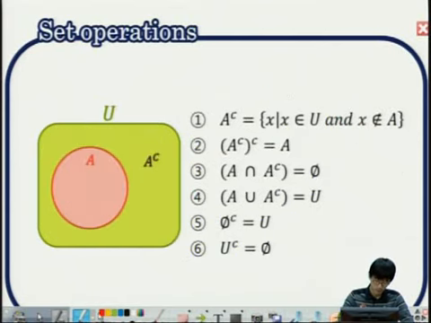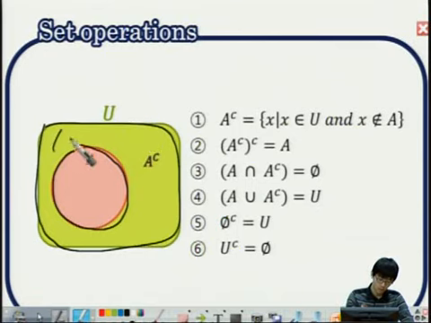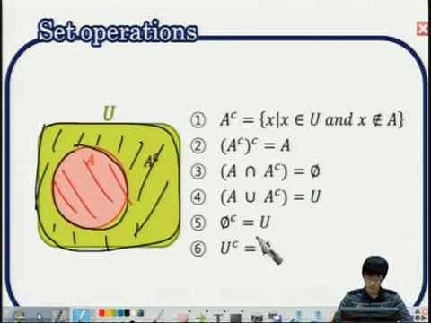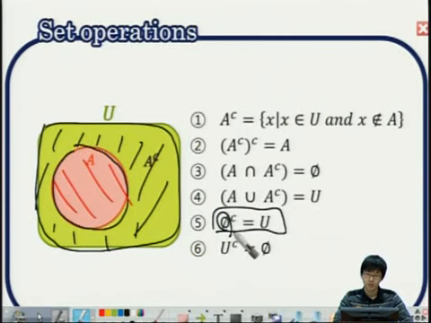I'm going to erase this and do it again. This inside part and this outside part. If you sum this part and this part, then it will be the total set, right? And this one, what was this? This was an empty set. The complement of the empty set is the total set, right? And the total set's complement is the empty set. These two have the same meaning.